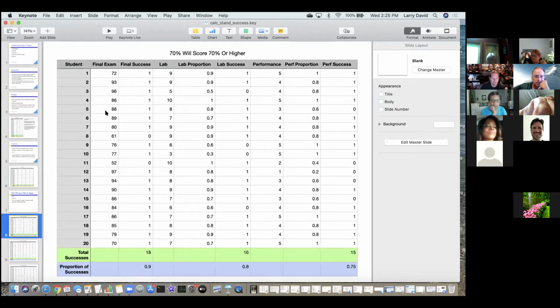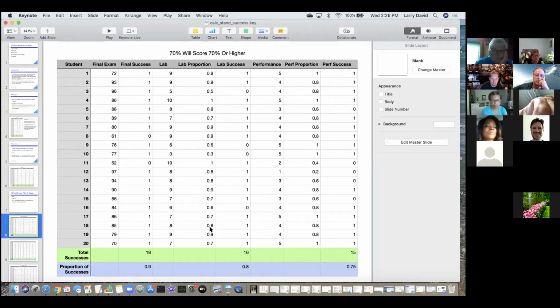Well, you need to translate the yes or no's to a proportion. So then you could add up all the yeses and divide by the total number of responses. But instead of using yes and no, use ones for yes and a 0 for no, because then all you have to do is use the sum function in your spreadsheet and add up this column, and you'll get the total number of successes here. So there were 18 of these scores that were 70 or higher out of 20. So the proportion of successes is just take this number and divide by the total, divide by 20.